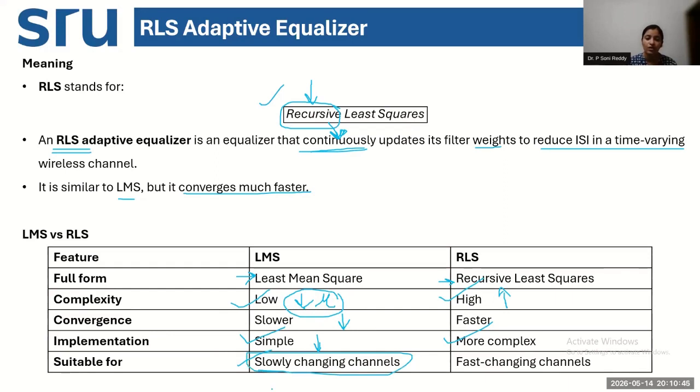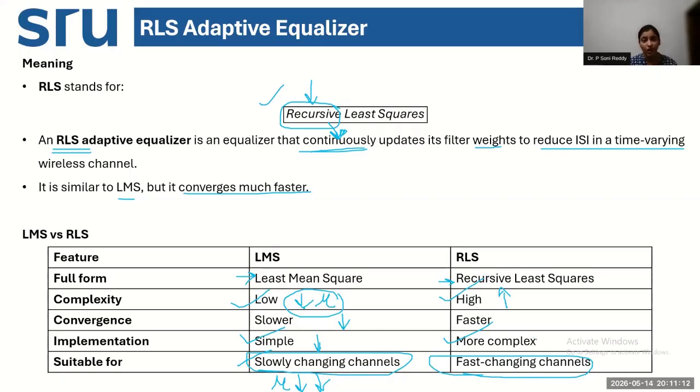For slowly changing channels, if you use a very, very small value of mu, then you can actually do precise tracking of the channel and overcome the error very precisely. But it will take a larger amount of time, a long time, and is a very slow process. Okay. But RLS is used for fast changing channels. Why? Because it will do it very fast.